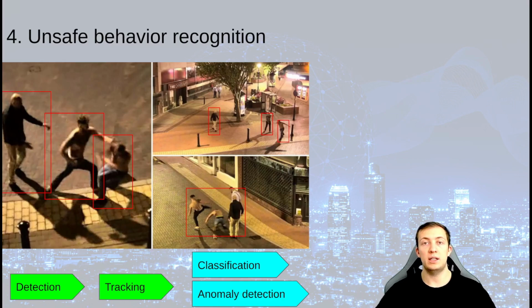Fourth use case is unsafe behavior recognition, for example, detecting fighting on the streets. In order to implement this task, you can try different approaches. First one is to detect pedestrians, then to track them, to understand that you have exactly one pedestrian that you are following, and then you have possibility to classify the behavior of this pedestrian, or because unsafe behavior is usually an uncommon behavior, it could be formulated as an anomaly detection problem, which will try to separate the normal behavior of pedestrians from some anomaly behavior as fighting or falling.